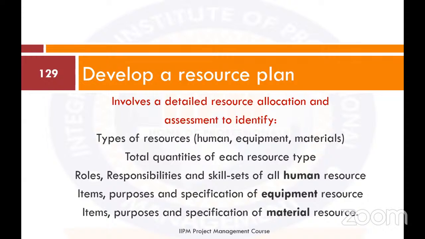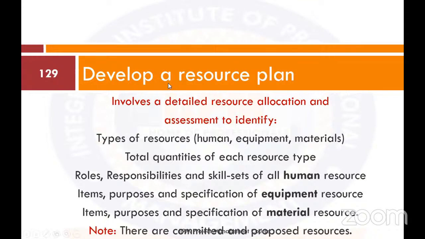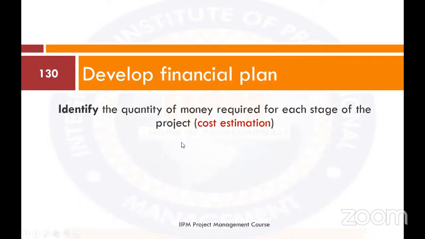Okay, so items, purposes, specification of materials and resources, material resources. And note, there are committed and proposed resources. When you're developing your plan, there are resources that are committed, resources that are non-committed, they are just proposed. Committed resources are the ones you're currently using. Proposed are the ones that hopefully will be used in the project, but are not yet being used. So they are proposed in nature, right?